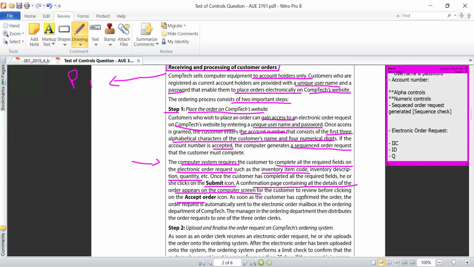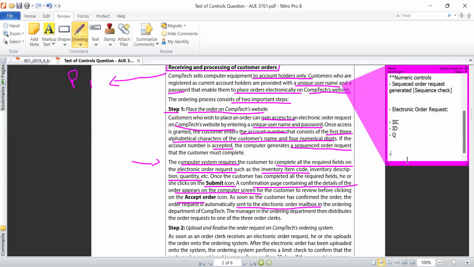Now, as soon as the customer has confirmed the order, what happens? The order request is automatically sent to the electronic order mailbox. You're going to have to test. That's a control again there. Very important. That's another control, confirmation email.